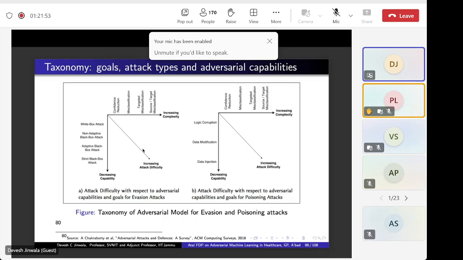The same thing, whatever was in terms of white box, black box, would now go, in case of poisoning attacks, to logic corruption, where my model is being influenced; data modification, where the data used during the training phase is changed; or data injection. Either I modify the data or inject some new data into the training samples. So that is again a decreasing capability of the attacker, but it applies to poisoning attacks. So these are some of the beautiful diagrams which basically talk about attack modeling.